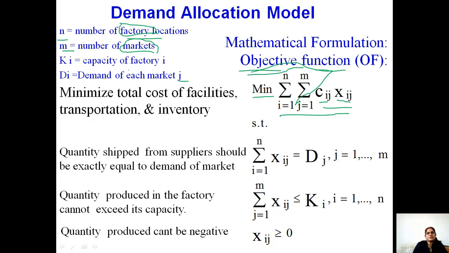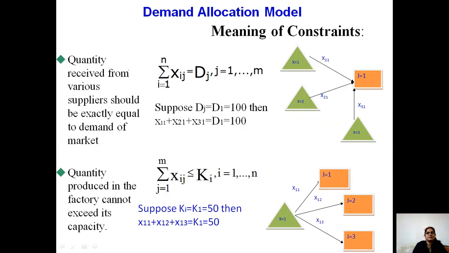So if a mathematical formulation is asked, first you have to write the meaning of the symbols, then you have to write the objective function like this. Now, it is subject to, ST stands for subject to constraints. These are all the constraints. What are the constraints? We'll see the meaning of these one by one. I have explained the same constraints in the next slide.